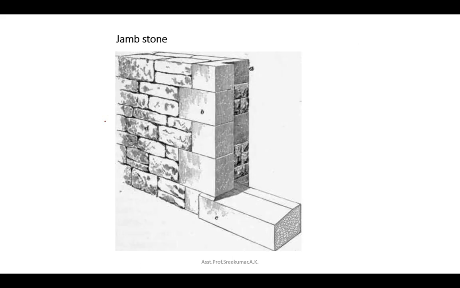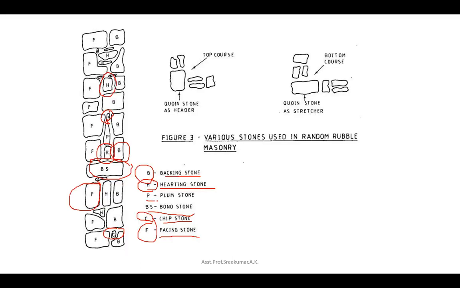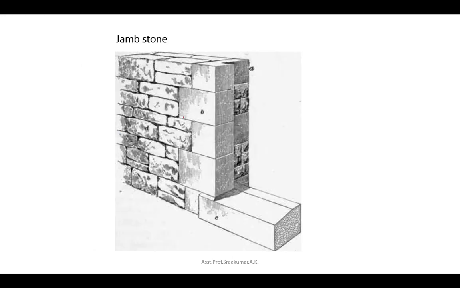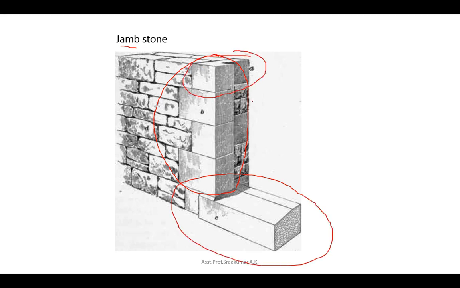There are plumb stones denoted by letter P. They are in fact long stones embedded vertically in the interior of a masonry wall to form a bond between successive courses. Then we have jamb stones. The stones used in the sides of a door or a window opening are called jamb stones. The alternate ones should extend through the width of the wall.